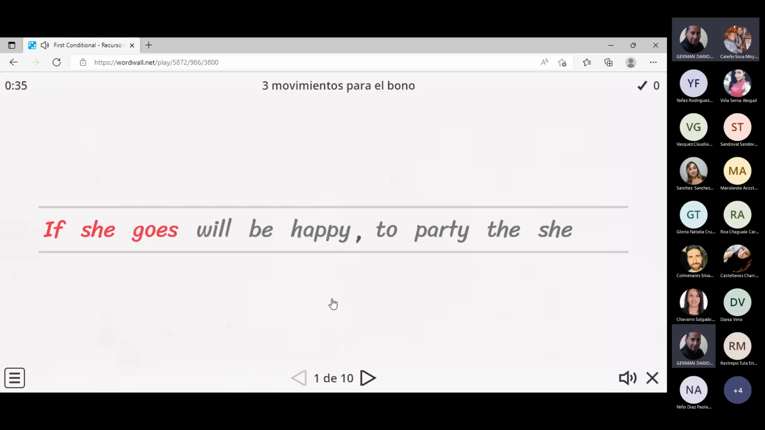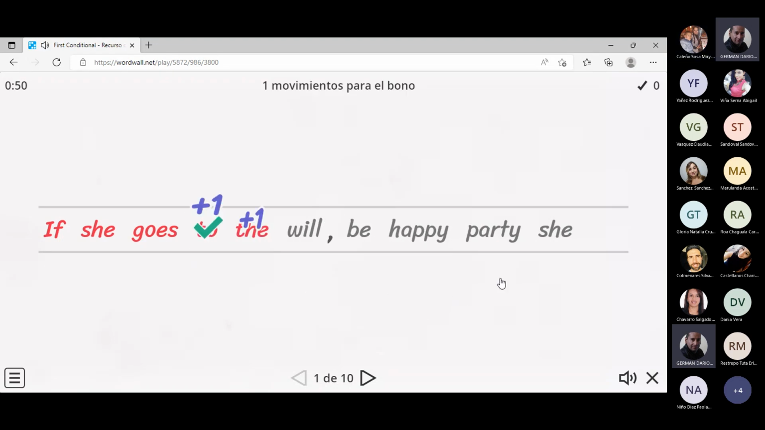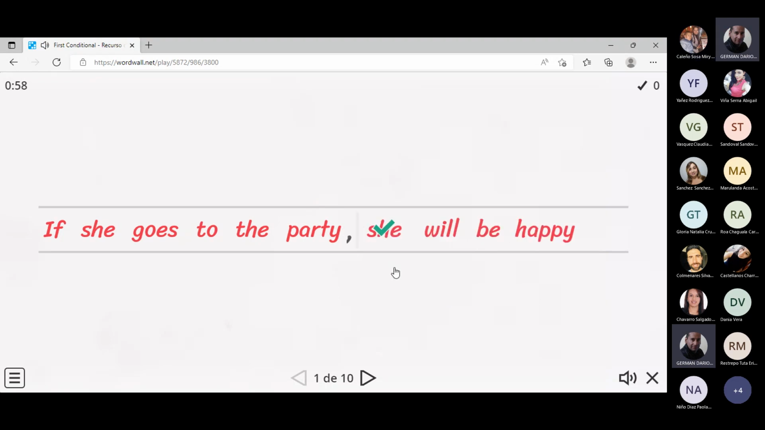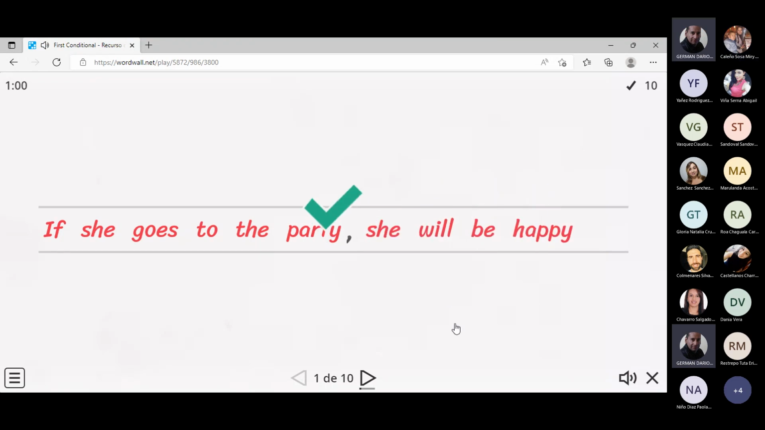Creo que es de party, sigue de party. ¿No? Entonces tú, to the party, yes, to them. De party. Yes, very good. She will. She will be happy. Yes, very good, Miriam. Thank you very much.